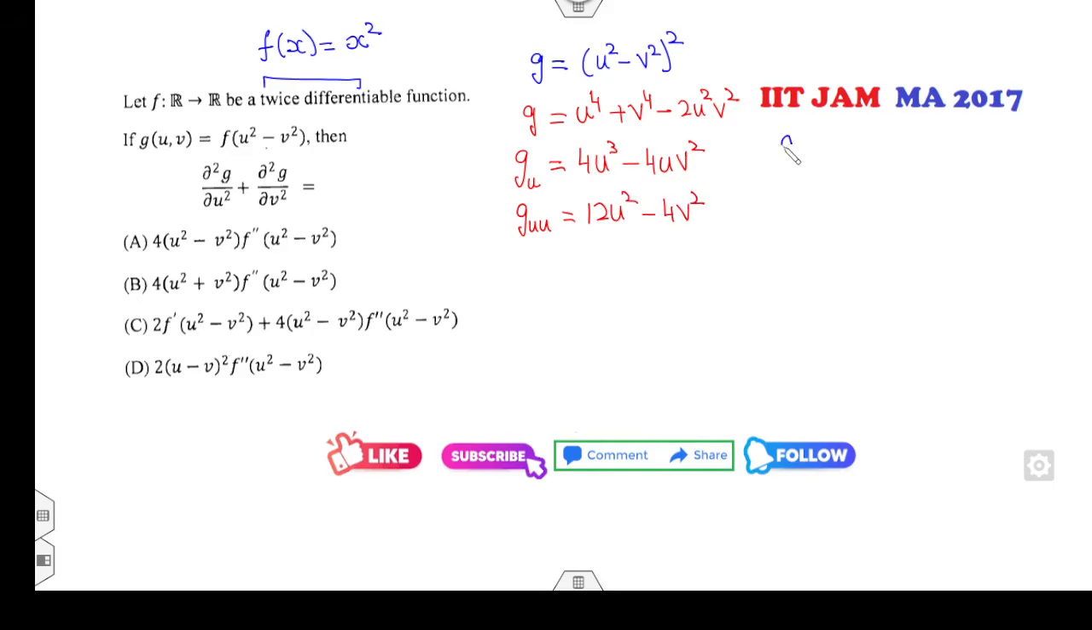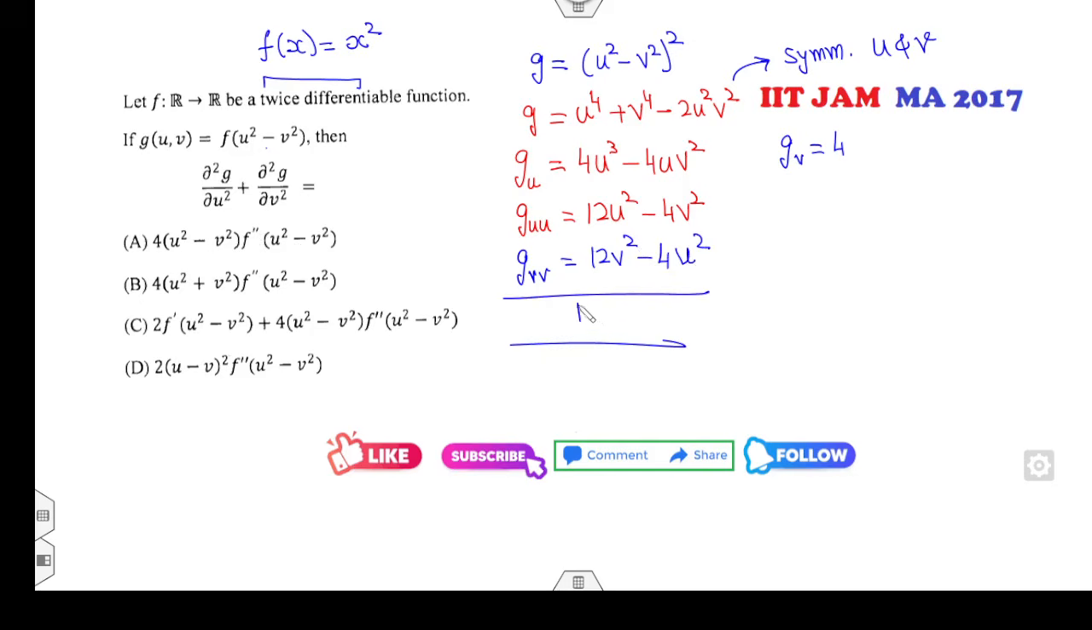G with respect to v, because again you can see the function is symmetric with respect to u and v, so you can directly write g of v also: 12v square, replacing u and v. Now you can add them. If you add them, it's 12 times u square plus v square minus 4 times u square plus v square. It's 8 times u square plus v square. So look at the first option, the last option.